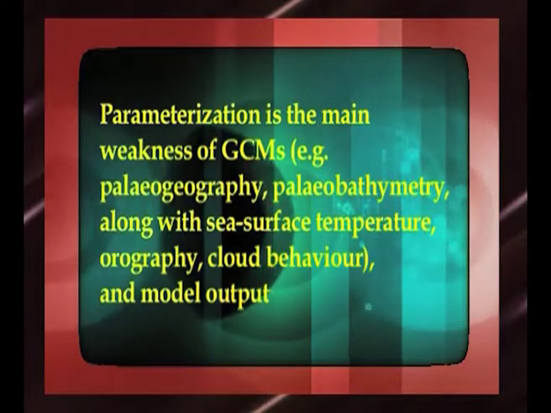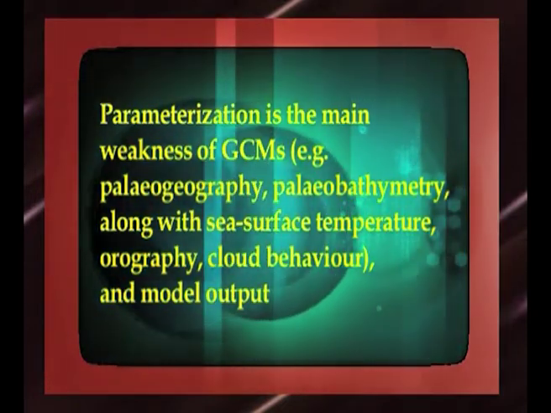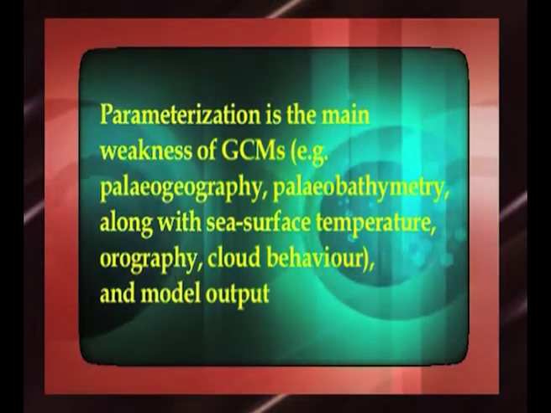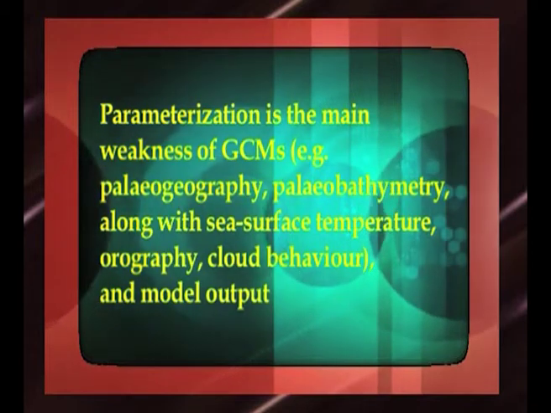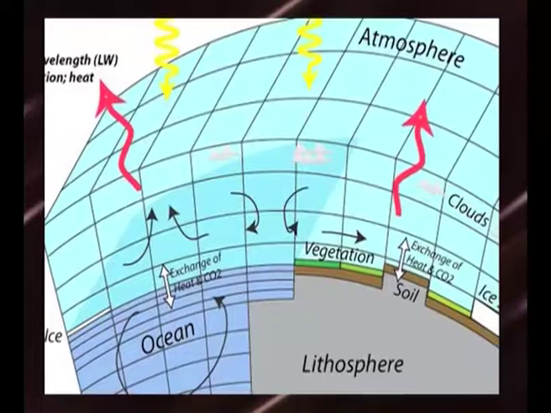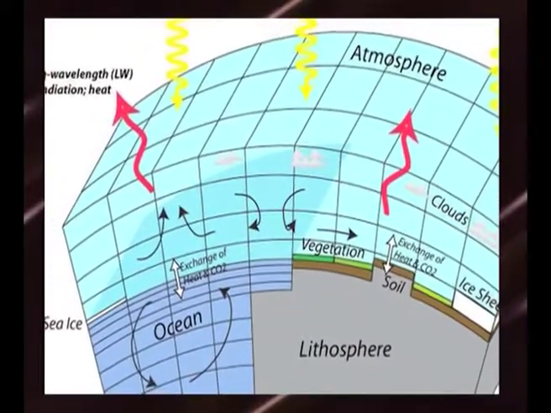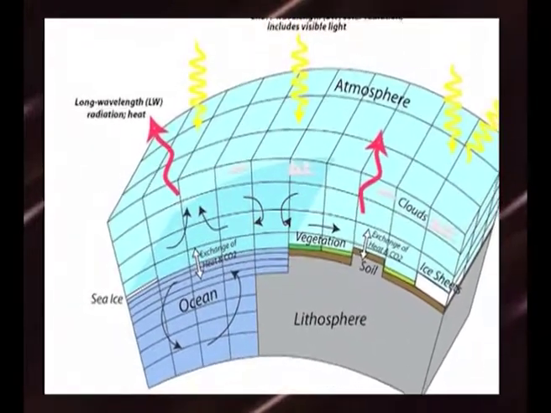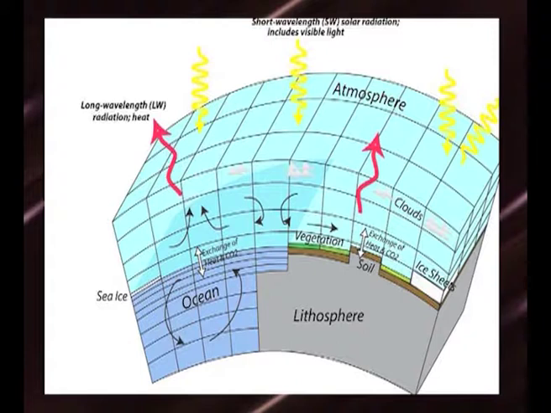Parameterization is the main weakness of the GCM, for example, paleogeography, paleobathymetry along with sea surface temperature, orography, and cloud behavior. Model output for continental interiors is still colder in winter than indicated by paleontological data. The sedimentary and paleontological records provide an important way for evaluating GCMs, and this is important because the same GCMs are currently being used to predict possible changes in the future climate.